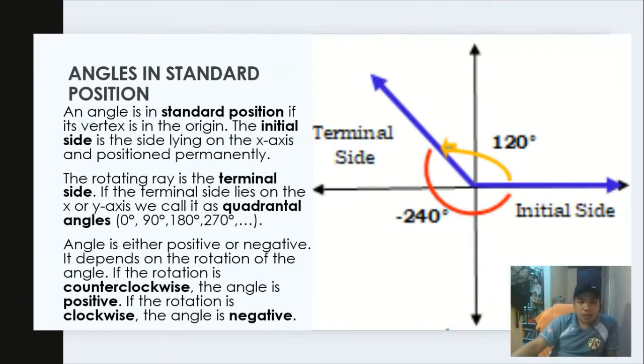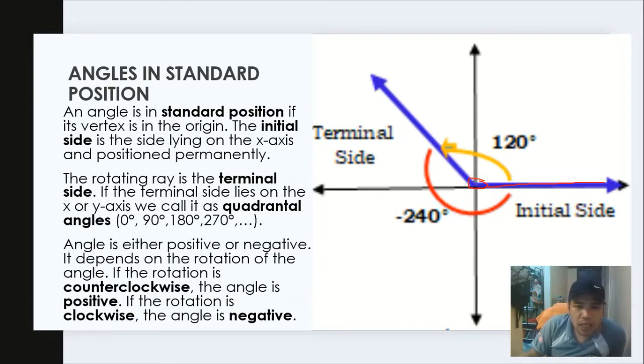Okay? Angle is in standard position. Once again, an angle is in standard position if its vertex is in the origin. So this one is in origin. The initial side is the side lying on the x-axis. And positioned permanently. The rotating ray is the terminal. So this is the end ray.